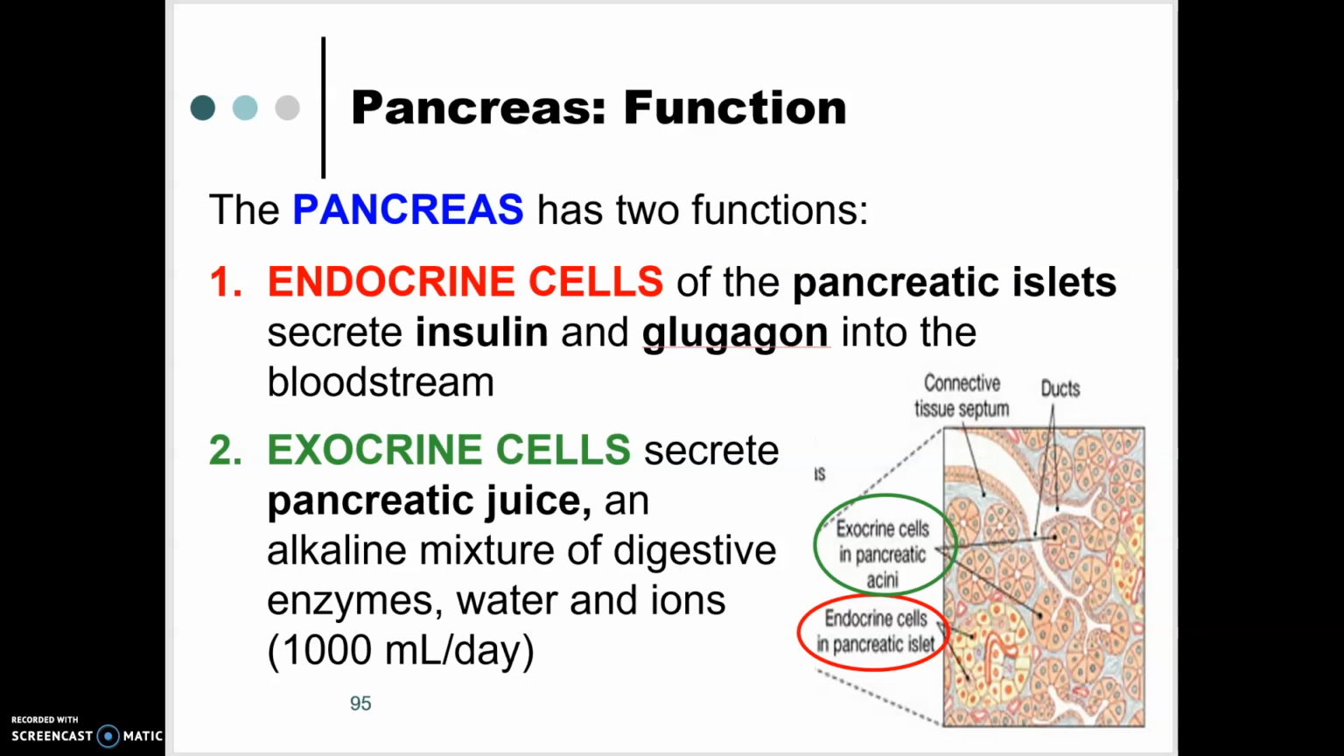In terms of the digestive system, what we're concerned about are the exocrine cells. The exocrine cells are not the islets of Langerhans, but the pancreatic cells that are found in the different acini that we'll see throughout the structure. These cells are going to produce pancreatic juice, and it's carried from the pancreas through a duct and empties into the small intestine. Pancreatic juice is an alkaline, slightly basic mixture of digestive enzymes, water, and ions. The pancreas can secrete a full liter of pancreatic juice into the small intestine every day.